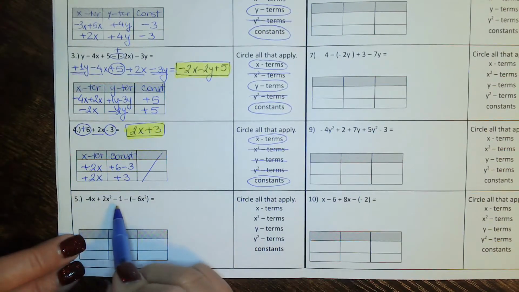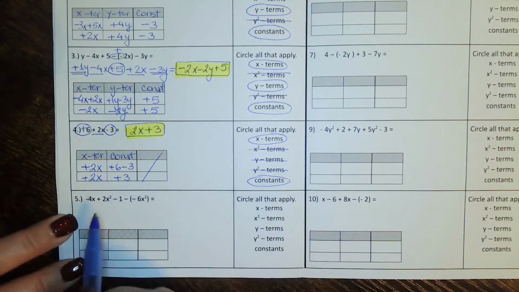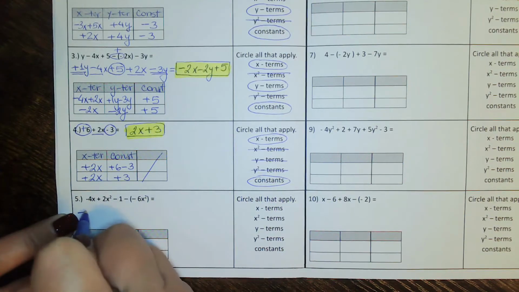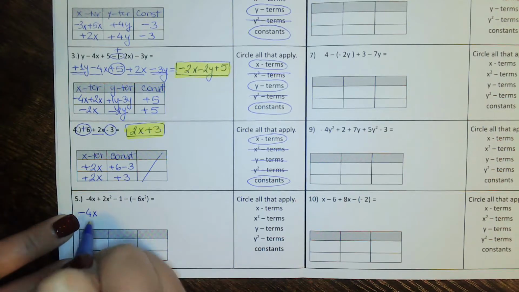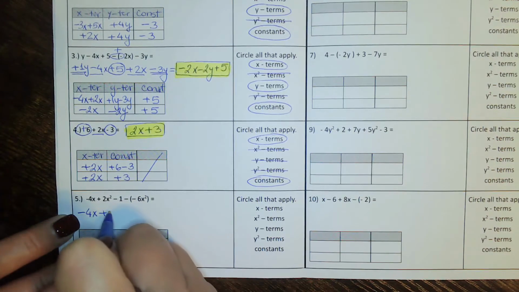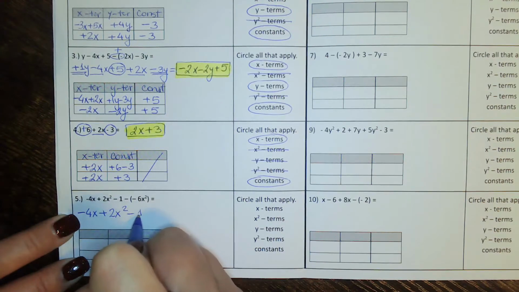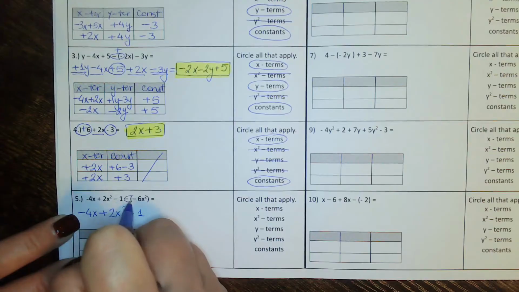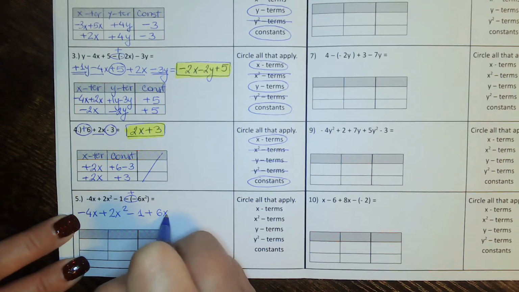By looking at my terms, I see double signs. So first, right away, the expression needs to be written with one sign in front of each term. So negative 4x, positive 2x squared, minus constant 1, and plus or positive 6x squared.